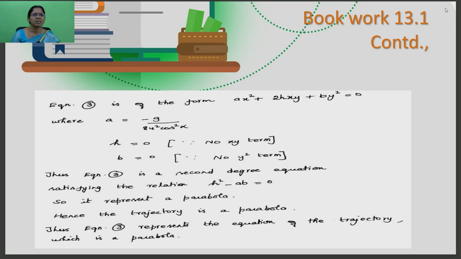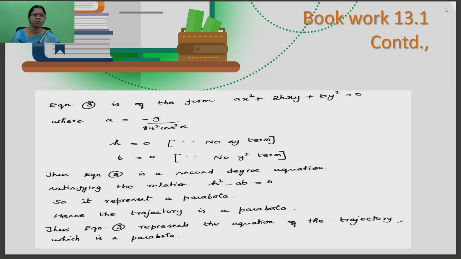So equation 3 is a second degree equation satisfying the relation h squared minus ab is equal to 0. If you find h squared minus ab, h squared is 0. And what is a? You have a quantity. What is b? 0. Anything by 0 is 0. So finally you end up with h squared minus ab is 0, which is nothing but the condition which represents a parabola. For a second degree equation of the form ax squared plus 2hxy plus by squared is equal to 0, if h squared minus ab is equal to 0, definitely we end up with the concept that the second degree equation represents a parabola.